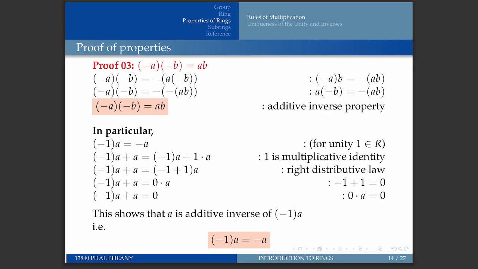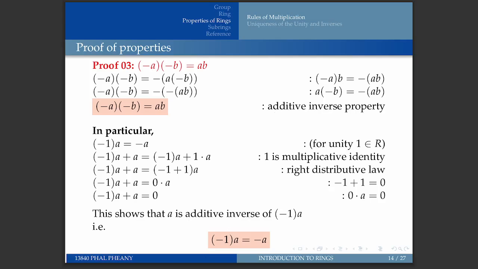We can write a times minus b equal to minus ab. So we get minus minus ab. So minus minus is positive, plus. So the conclusion is minus a times minus b equal to ab.